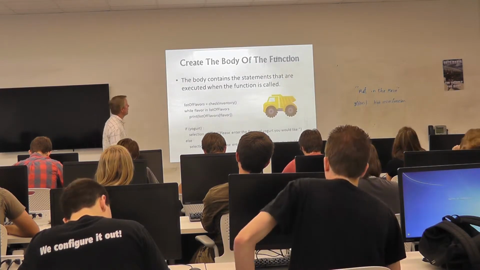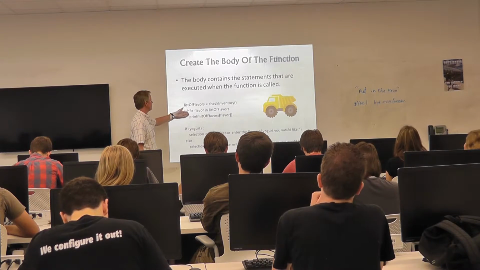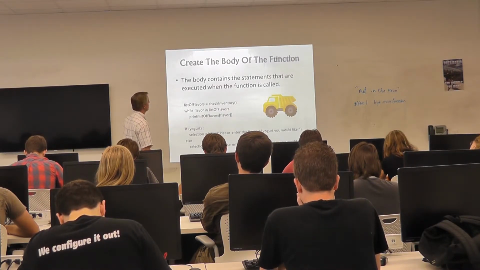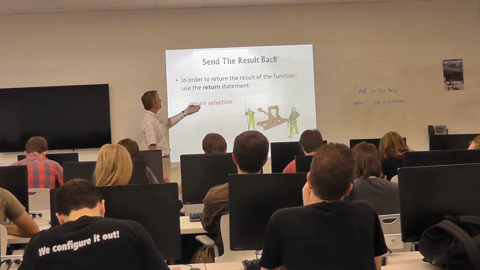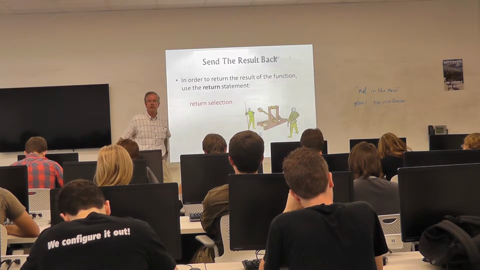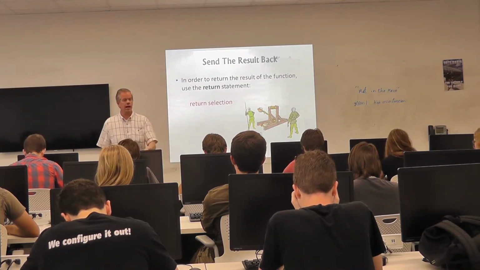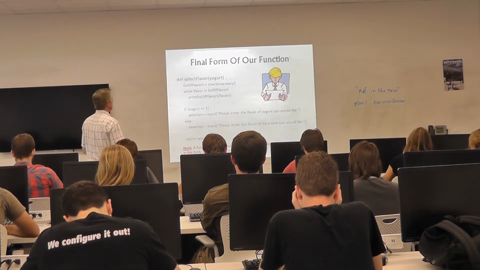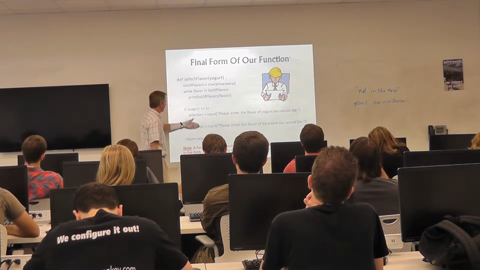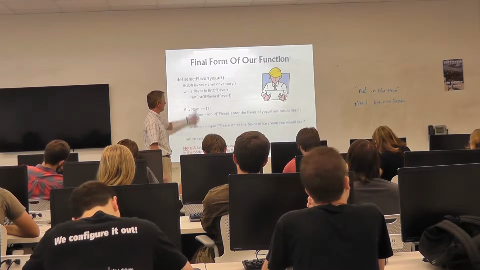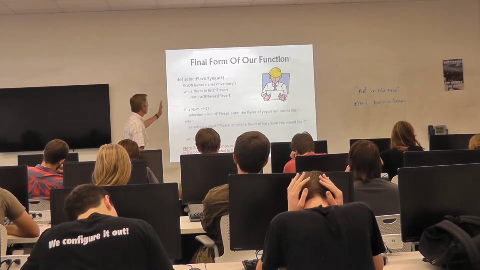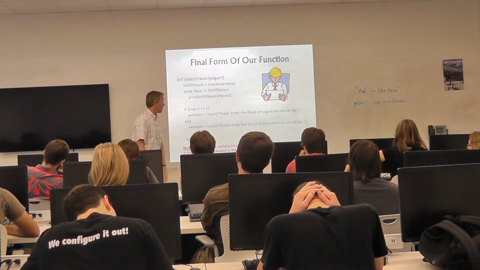Create the body. List of flavors, wild flavors, print list of flavors, if yogurt, and so on, whatever. Okay? Send the result back. Return selection. So whatever's in the variable selection is going to be sent back to the one who called the function. How does this all look when we put it together? Def, select flavor yogurt, bunch of code, return selection, goes back. Okay? Oh, and by the way, everything has to be indented too, right? Because that's how that all works.